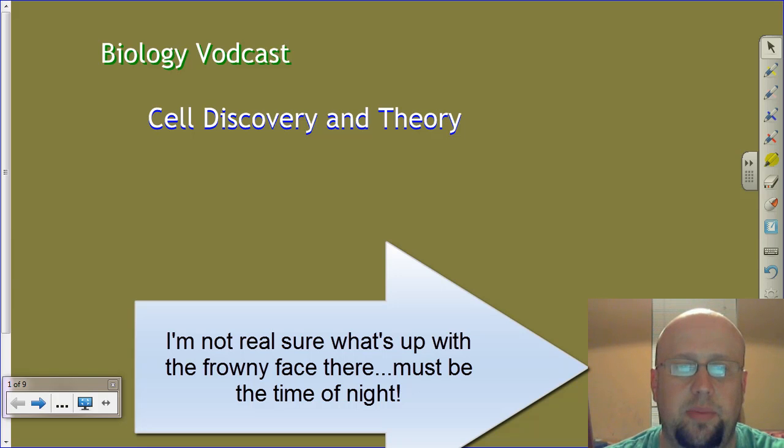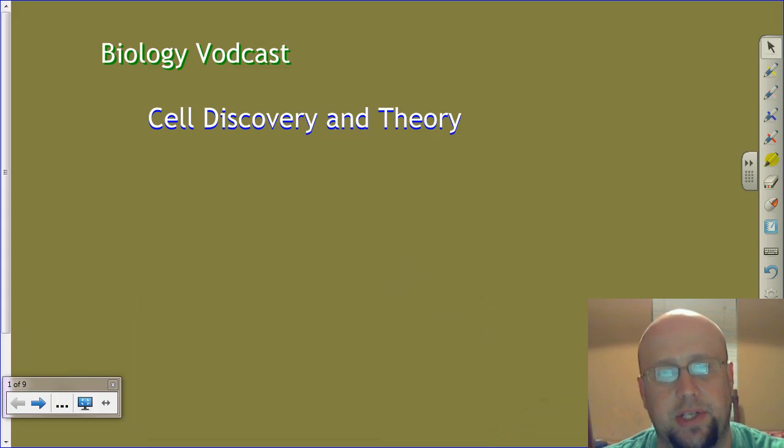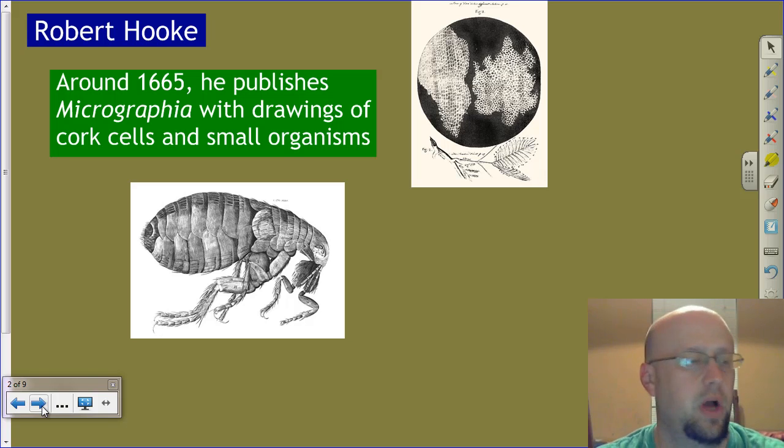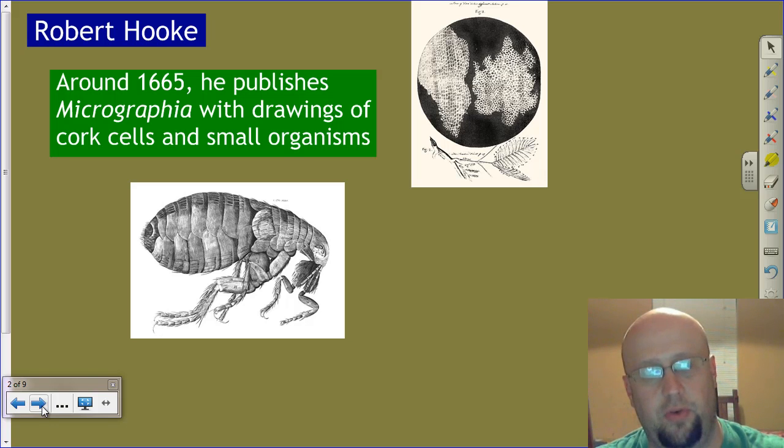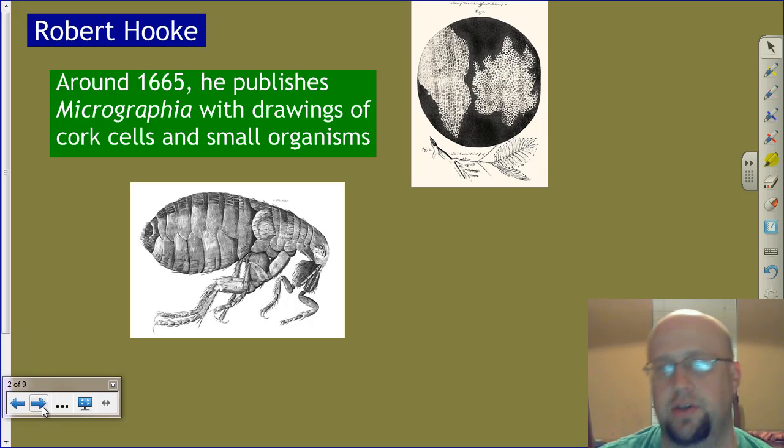All right, guys, we're going to talk a little bit today about the development of cell theory, how we discovered cells, and how that relates to modern biology. And so a lot of this starts before this time. It starts around the 1500s with some guys that essentially put two lenses together and made the first microscopes.